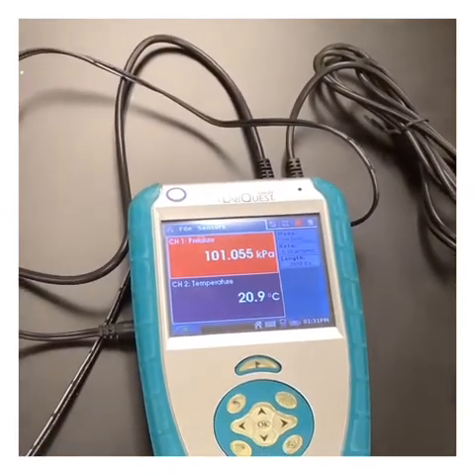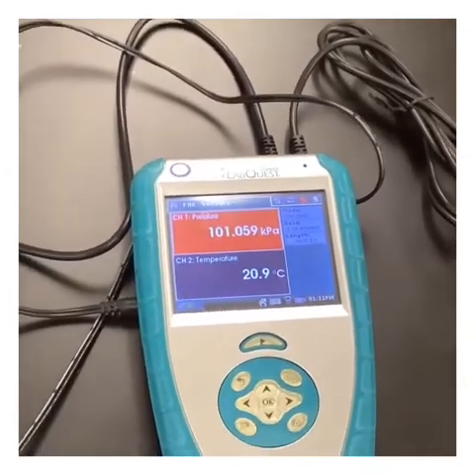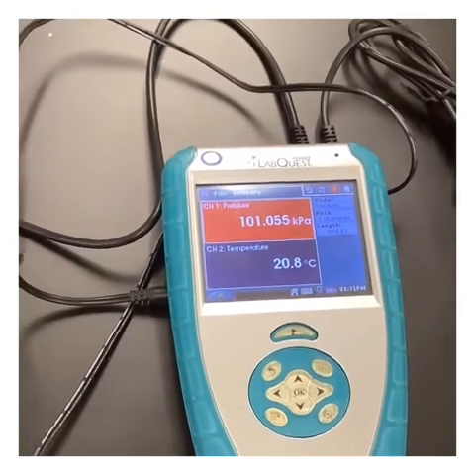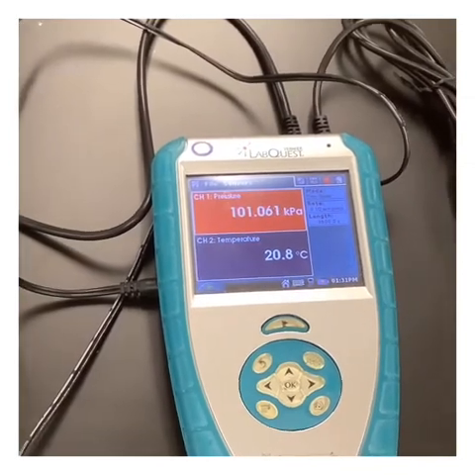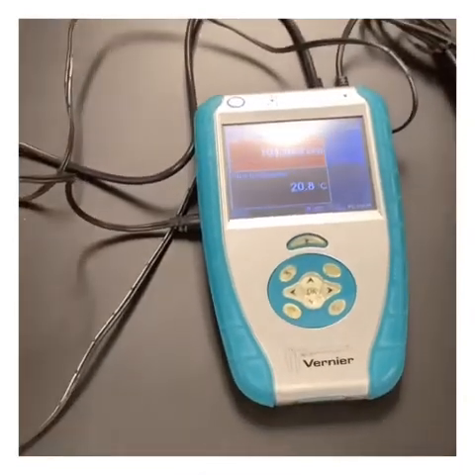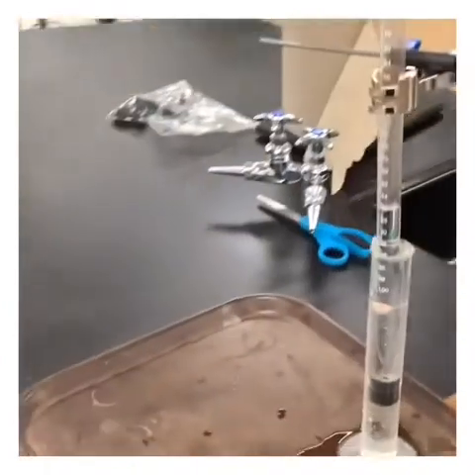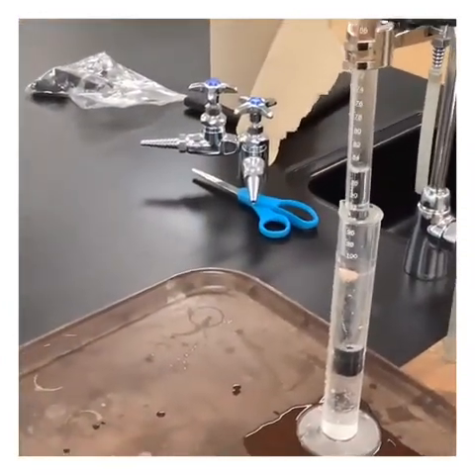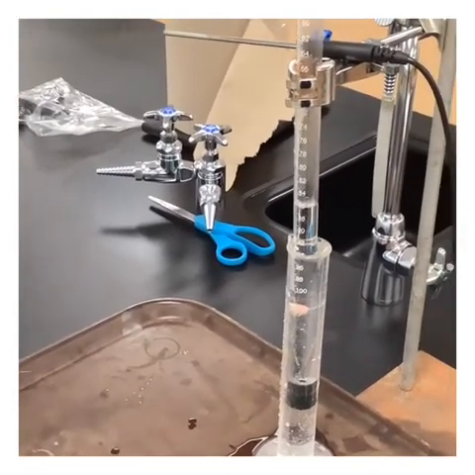So we have 20.9 degrees Celsius. The pressure is 101.6.2. What do we got here? I'm going 6.2. All right. So we've got our gas, we have our temperature, we have our pressure. I think we got it all.